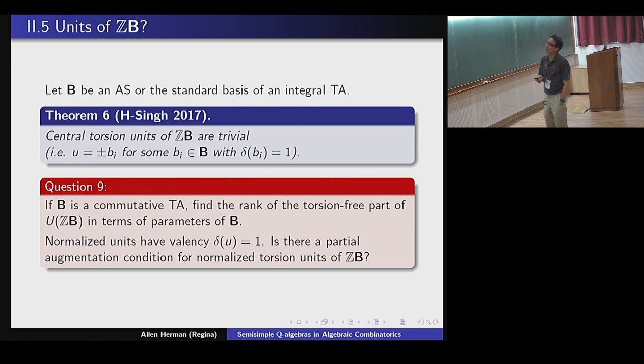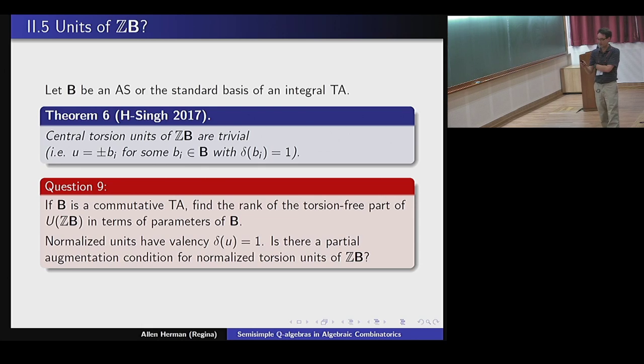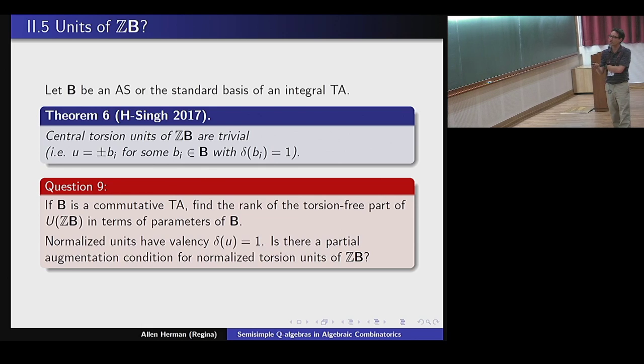For units, we have a result of myself and my student Gurmeet Singh that shows central torsion units of ZB are trivial. Now, if one follows the path that was blazed by Higman and Berman, we do have the Berman result for this, but we don't know the Higman result even for commutative table algebras. So do we know what the rank of the torsion-free part of the unit group is in terms of this?